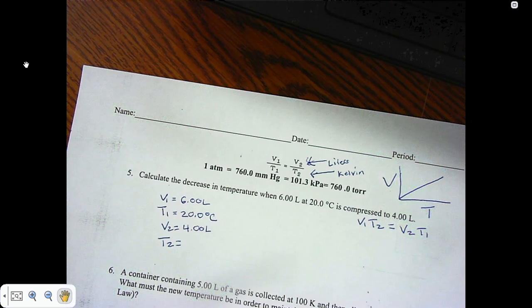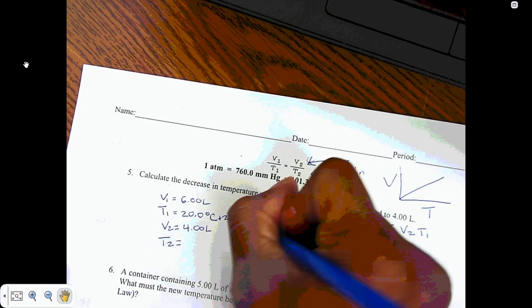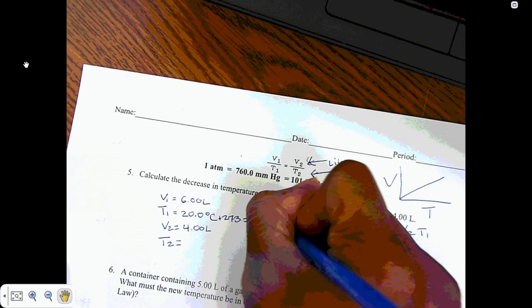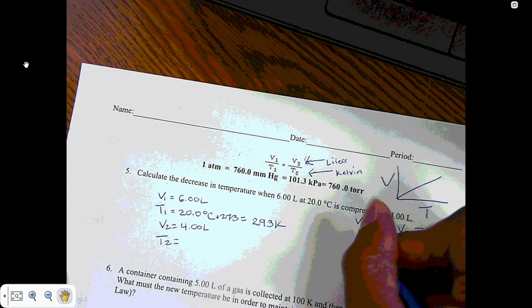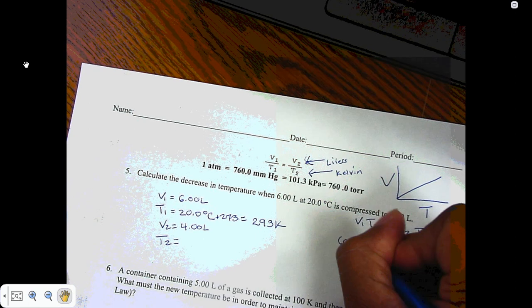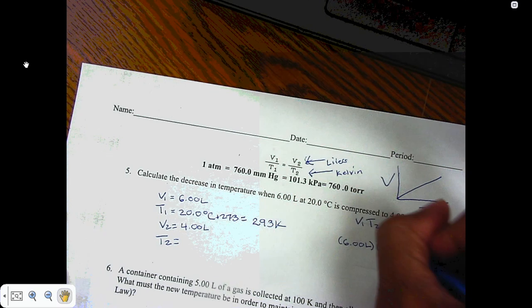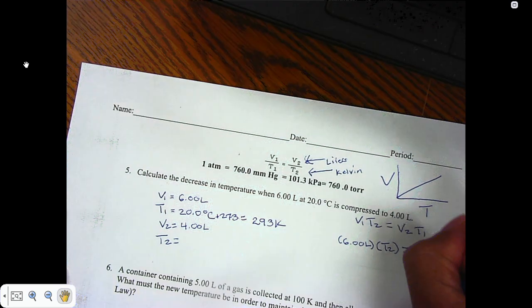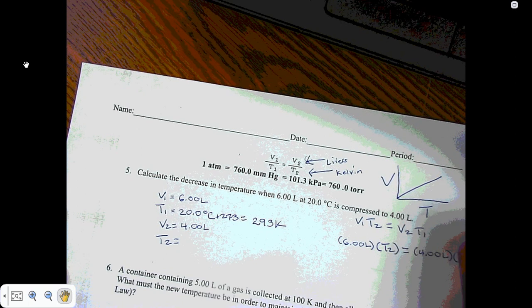Now, I'm going to go ahead and go forward with converting this T1 value to Kelvin. That can be achieved by adding roughly 273 to equate to 293 Kelvin. So I have that value. I'm going to go ahead and plug in my V1, in this case 6 liters, and multiply that by my T2, which is unknown at the current moment, and set that equal to the product of 4 liters and 293 Kelvin.